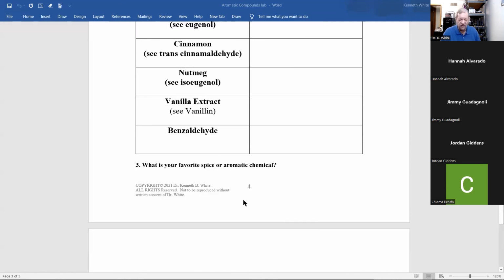Now, watch closely. At the very bottom of page 4, there's a question hidden there. Students forget to answer that. Don't forget to answer it, or I'll take off a point. What's your favorite spice or aromatic chemical? And with that, I'm done.